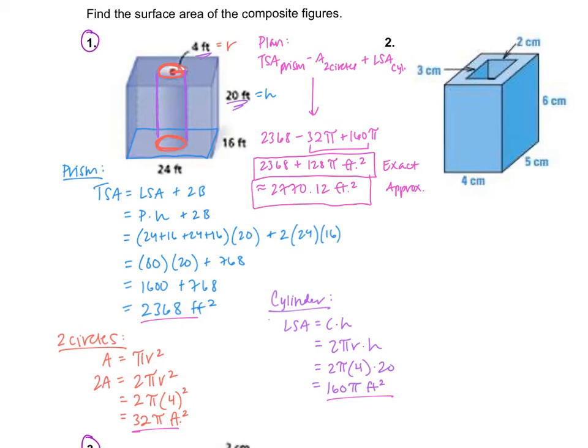Either answer honestly works because they didn't ask us for a specific form, but I still wanted to show you both ways. All right, there we go. We found the surface area of our first composite figure. Woo! Let's go ahead and jump to our next problem, number 3.